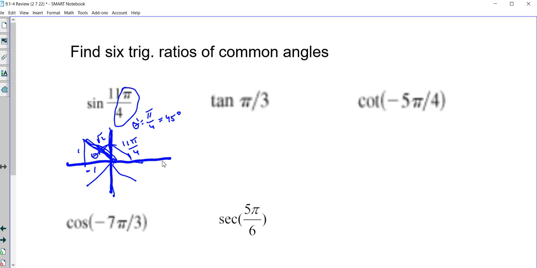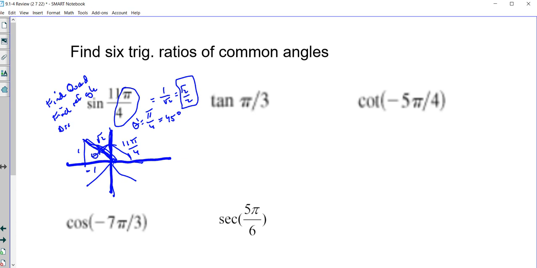We know this is going to be negative because it's in the second quadrant, so we're just looking for sine, which is going to equal 1 over the square root of 2, which is square root of 2 over 2. Once again, key thing: find the quadrant. All right, find the reference angle.